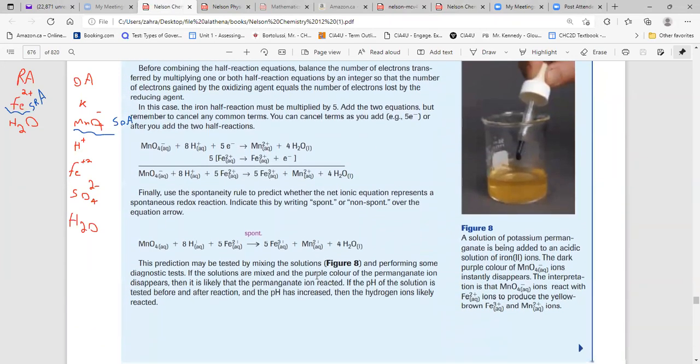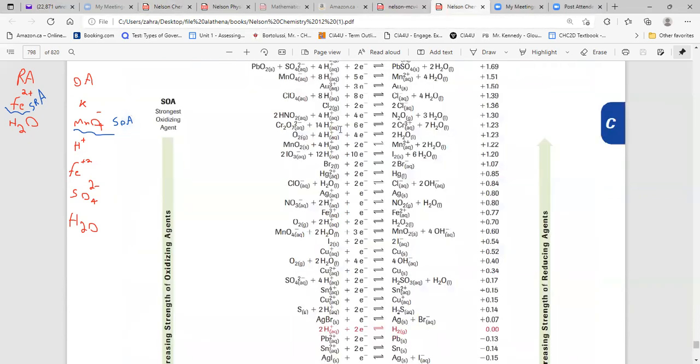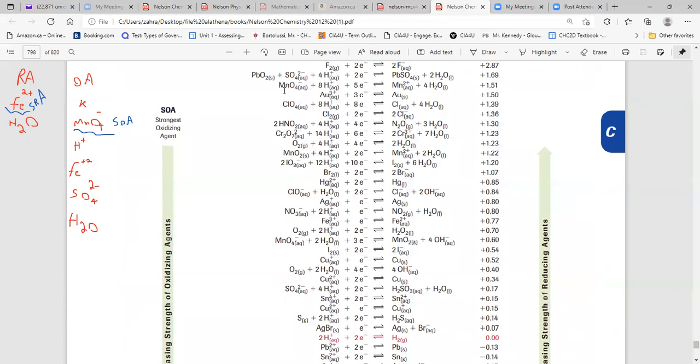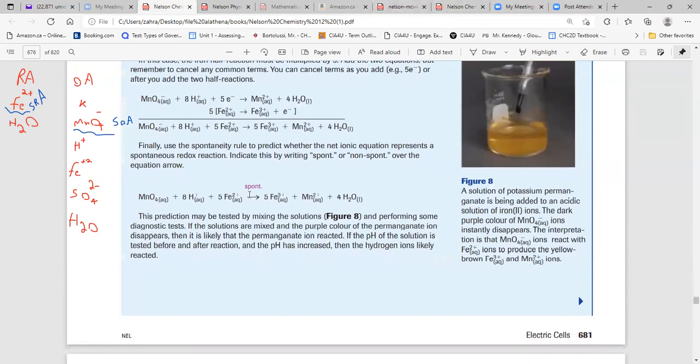Now I want to see if this is spontaneous or not. I just need to look at my oxidizing and reducing agents. So it's MnO4 comparing to Fe2 plus. MnO4 is here and Fe2 plus is there. Therefore, this is above that. So this is going to be spontaneous. If that was reversed, it would be non-spontaneous. This is a spontaneous reaction, SPONT.